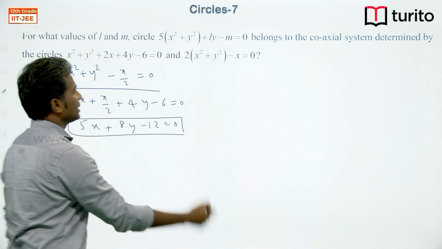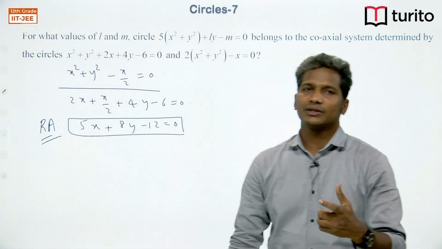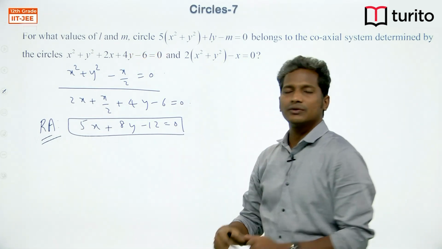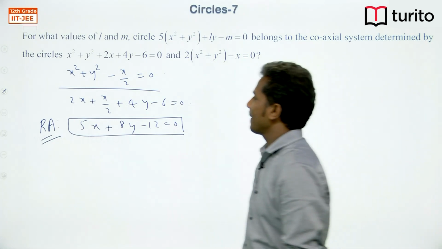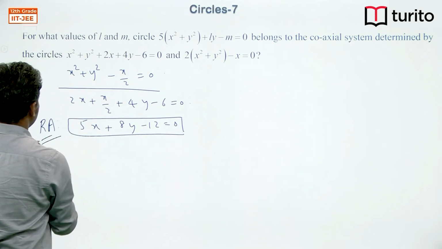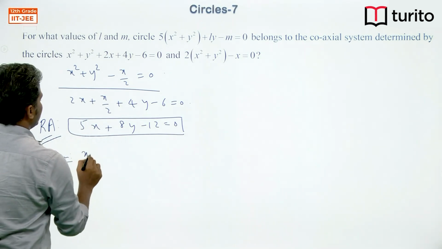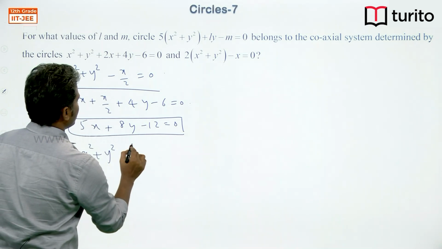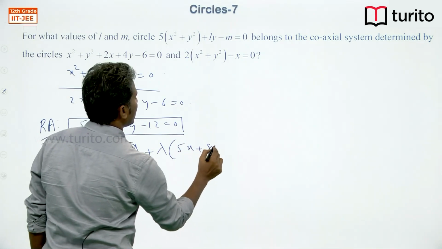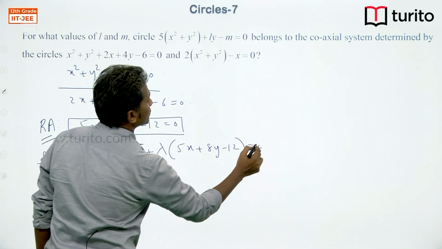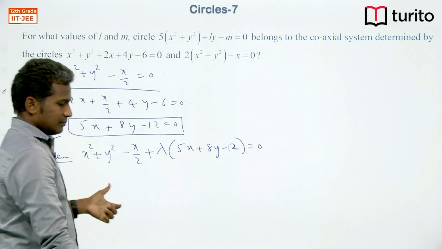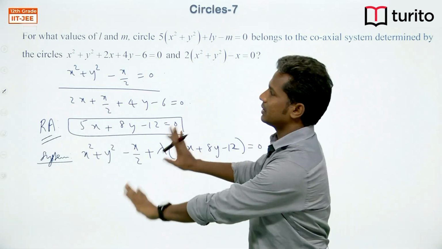Now having the common radical axis, I have to generate one equation of the family. Which one is better to take, the first circle or the second circle, it's your choice. It should not matter anyway. Okay, so let's say I take the second case. So this is the equation of the system: x square plus y square minus x by 2 plus lambda into 5x plus 8y minus 12 equal to 0. This is the equation of the system which has the common radical axis. Till here it is fine.